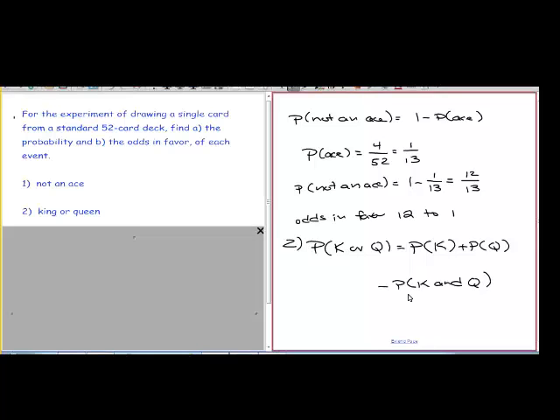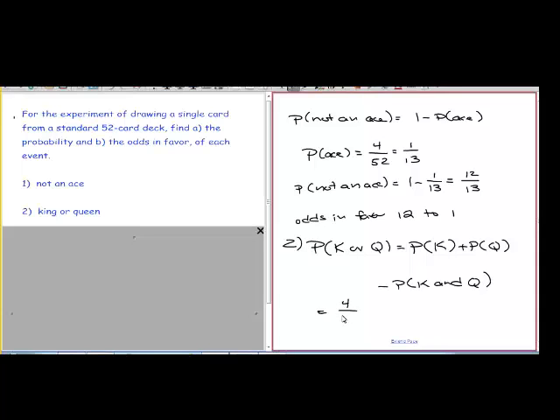So in this case, you can't pick a card and it be both a king and a queen. You can pick a 2. A 2 could be a spade, it could be any one of the 4 suits. But in this case, these are different cards. So to find king or queen, all we do is add the probability of picking a king plus the probability of picking a queen and subtract 0, because this is 0.